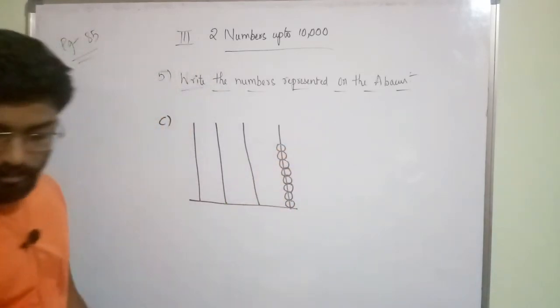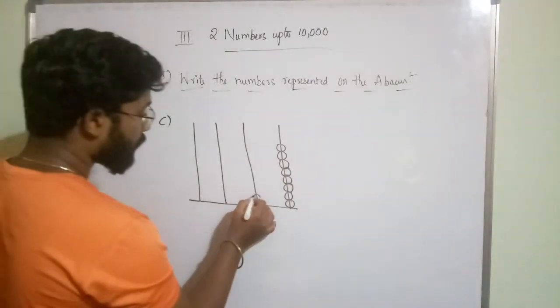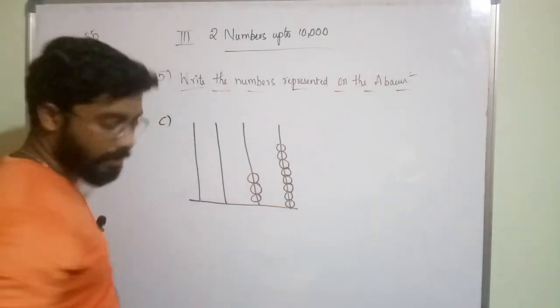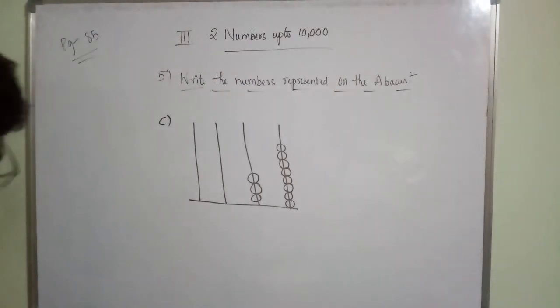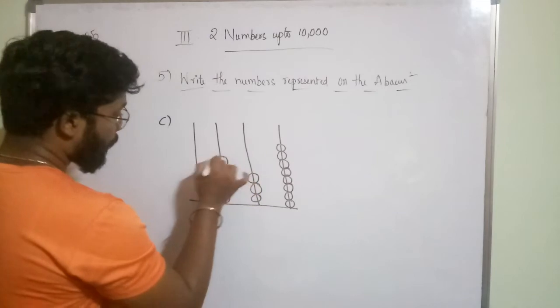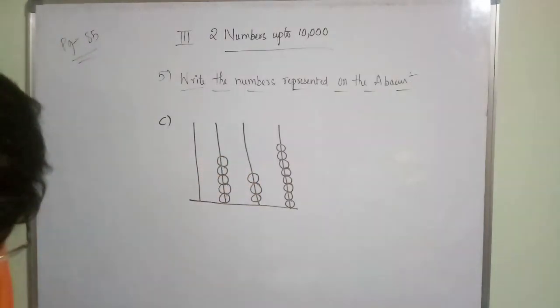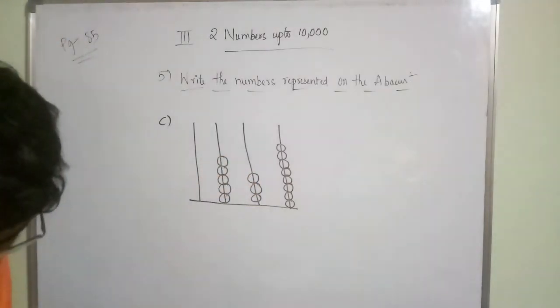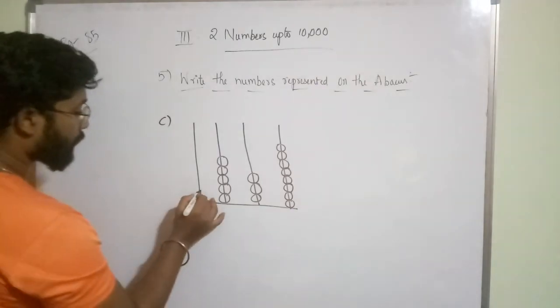8 beads are there in the ones place. In the tens place, 3 beads are there. In the hundreds place, 5 beads are there. In the thousands place, 7 beads are there.